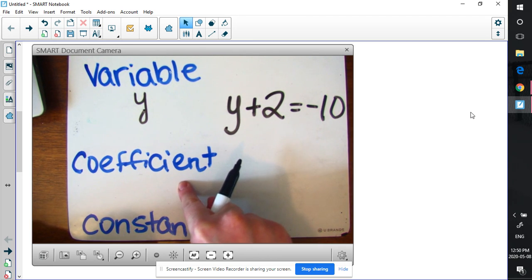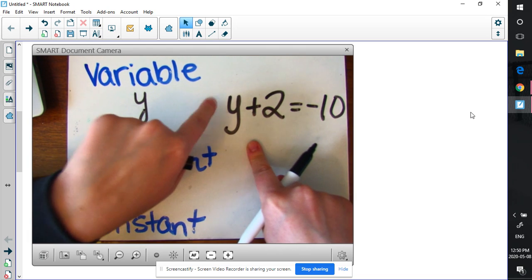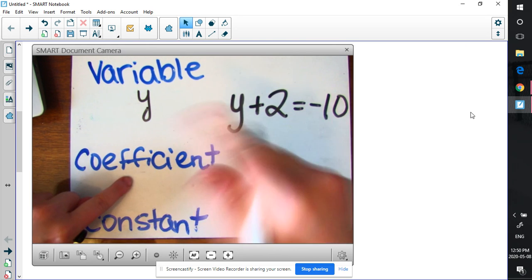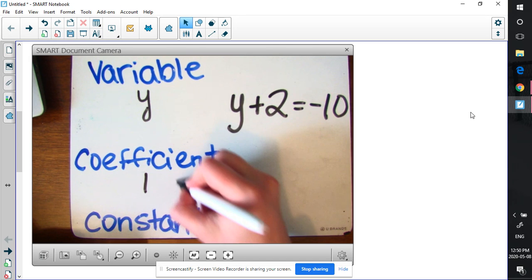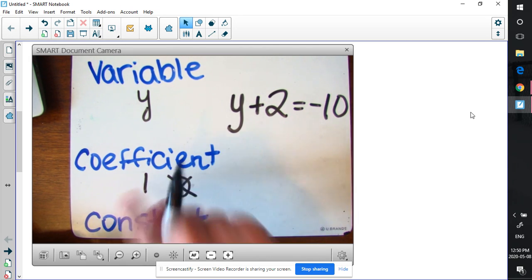The coefficient is the number directly in front of the variable. Now there is no number directly in front of this variable. So whenever that happens, for your coefficient, you're going to put 1. You are not going to put 0. That would be incorrect. It is 1.